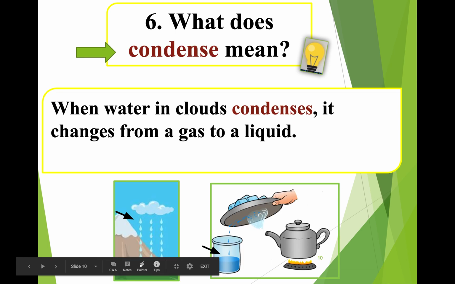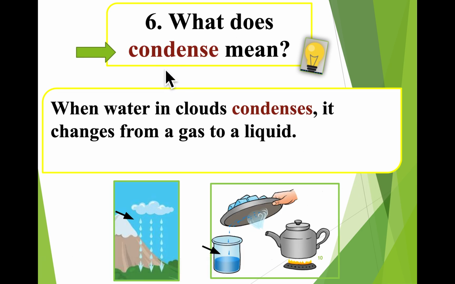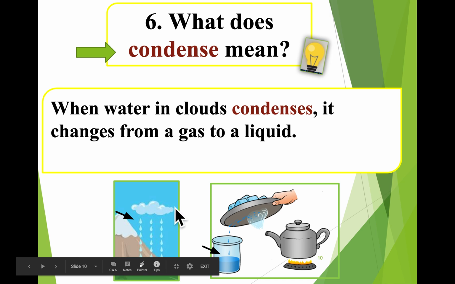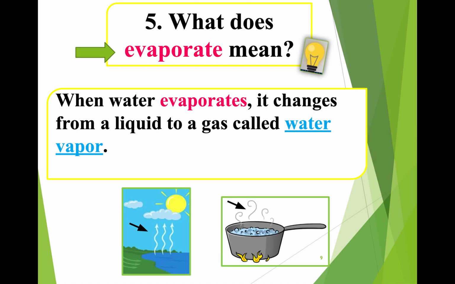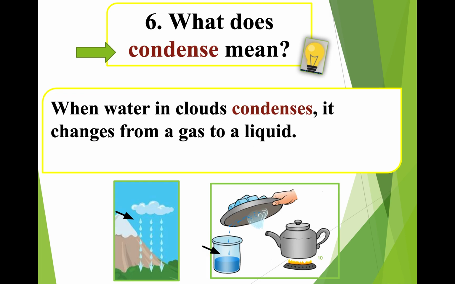Next is condense. What does condense mean? When water in clouds condenses, it changes from a gas to a liquid. So here you have it as a gas forming into a liquid. And right over here we can see there's some steam coming out of our pot. And then it's collecting here as little drops. It's changing from gas to liquid. So evaporate is when we are changing from liquid to a gas. Condense is the opposite. It changes from a gas to a liquid.